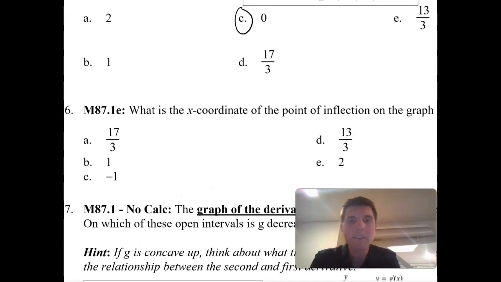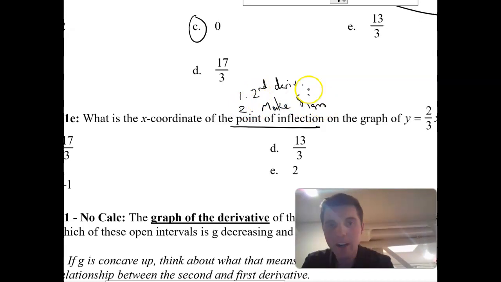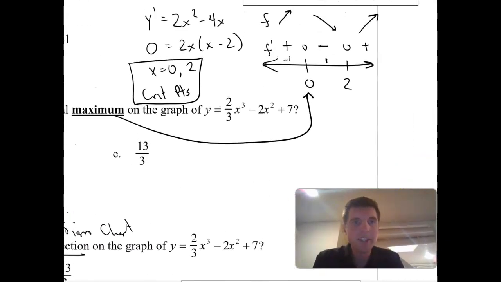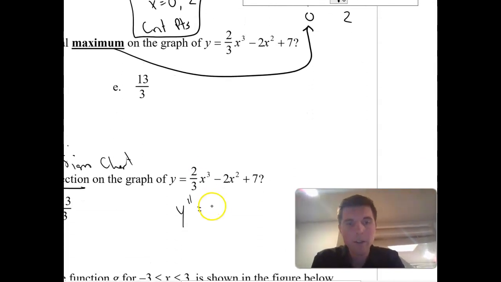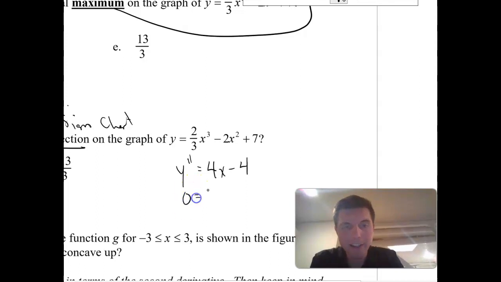And then 6, point of inflection. Find the second derivative. And then you could say, like, make another sign chart, right? So make a sign chart to figure out where the second derivative changes sign. So it's the same function. I'm going to just take a second derivative right away. So y double prime equals 4x minus 4. I can solve this now for that x value. So 0 equals 4x minus 4. And x is going to have to be 1.